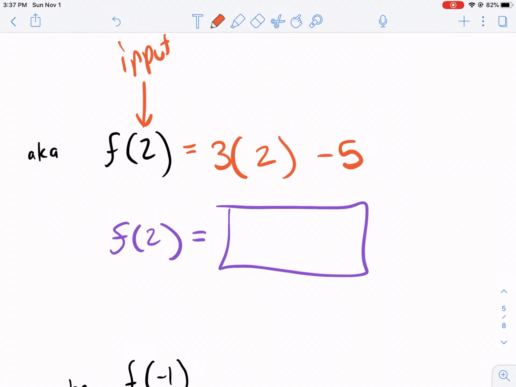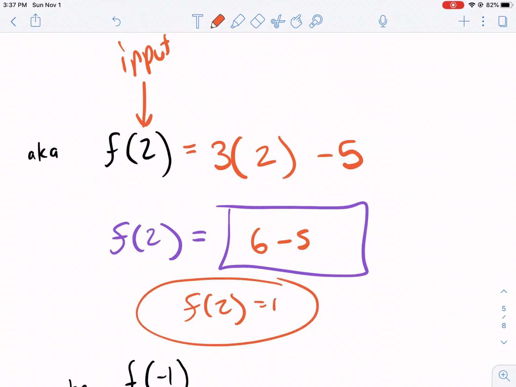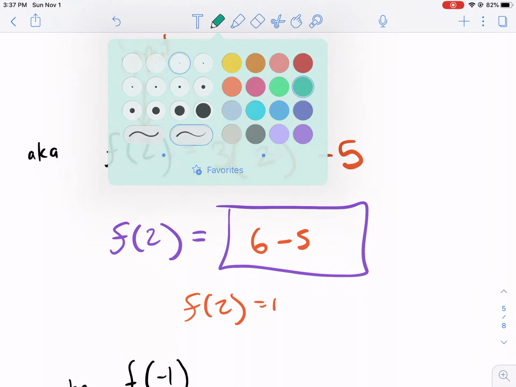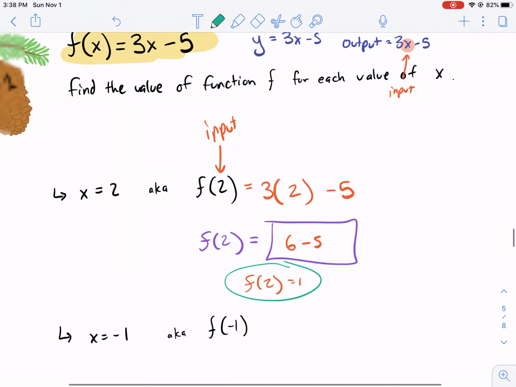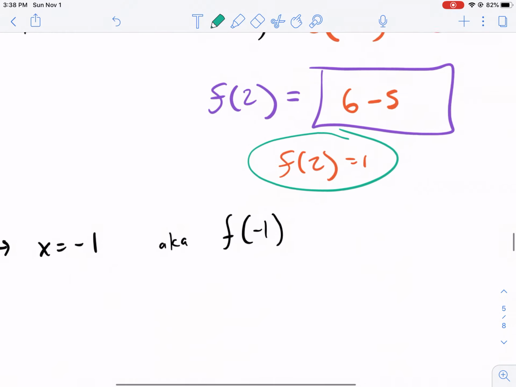So we get 3 times 2 is 6, and then we get minus 5. We get f of 2 equals 1, and that's our answer. Let me change the color here. Make it like an answer color, green. So we have f of 2 equals 1. That's what it's asking. Find the value of the function f for each value. Okay, and that's what the value is at 2.